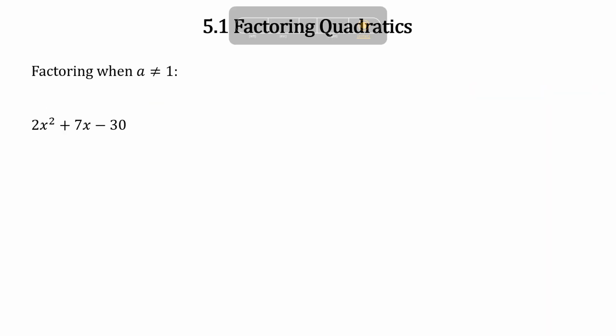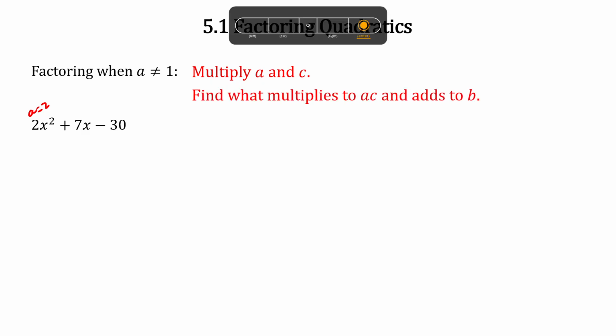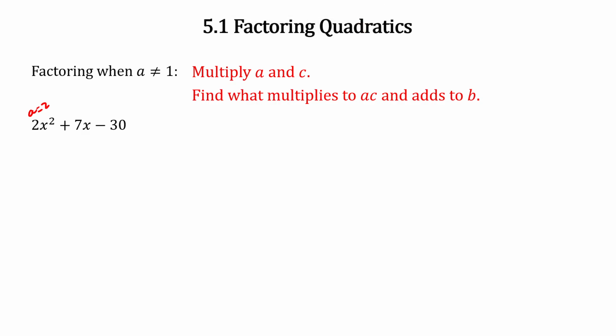Now, when a is not 1, a here equals 2, not 1. We can't just do what multiplies to negative 30 and adds to 7. So first, you multiply A and C. So we get 2 times negative 30, which is negative 60. Then figure out what multiplies to A times C, and adds to B. And there'll be other numbers. It won't just be 2 and 30 in this case.